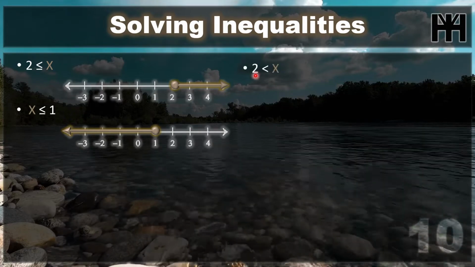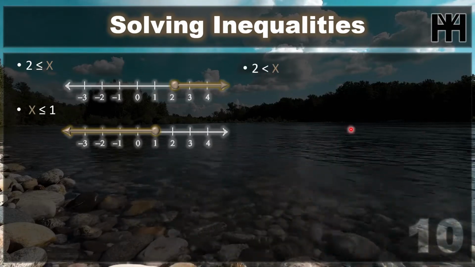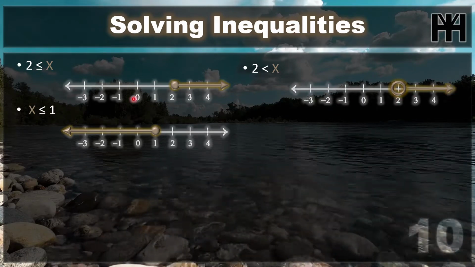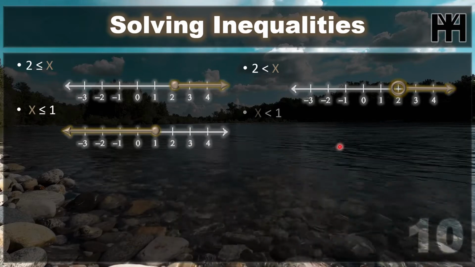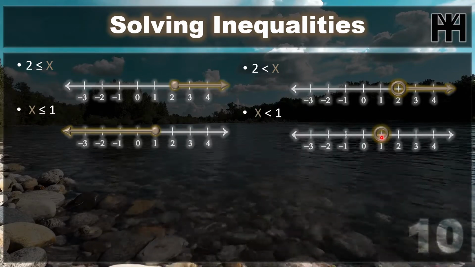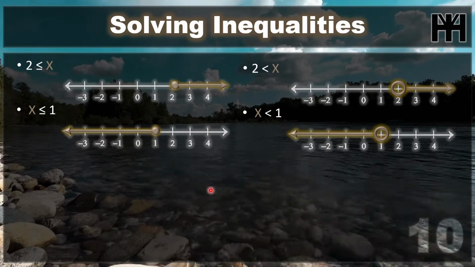Okay, 2 smaller than x. It's the same as here. So it will be only an open circle, and the same as here. 2 smaller than x. Okay, let's say x smaller than 1. So we'll start from 1, open circle, and it will go to the left.